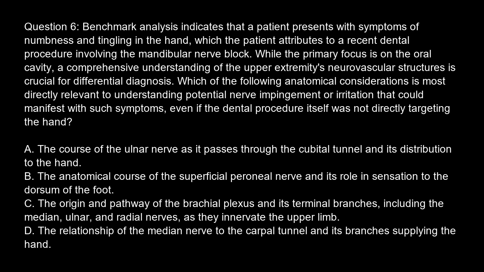Option A. The course of the ulnar nerve as it passes through the cubital tunnel and its distribution to the hand. Option B. The anatomical course of the superficial peroneal nerve and its role in sensation to the dorsum of the foot. Option C. The origin and pathway of the brachial plexus and its terminal branches, including the median, ulnar, and radial nerves, as they innervate the upper limb. Option D. The relationship of the median nerve to the carpal tunnel and its branches supplying the hand.